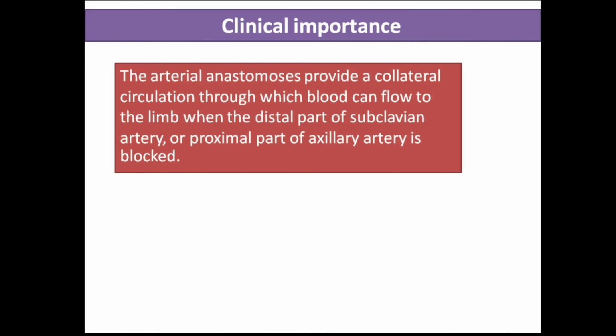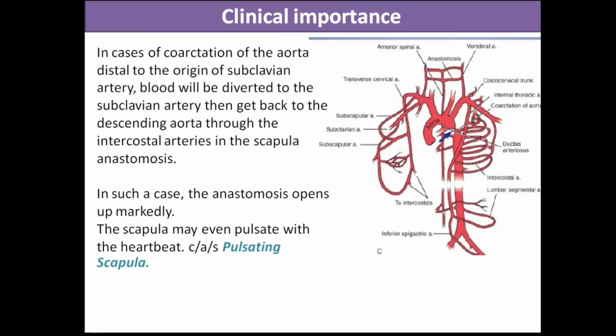Now let us see the clinical importance. The arterial anastomosis provides the collateral circulation through which blood can flow to the limb when the distal part of the subclavian artery is blocked. In case of the coarctation of the aorta, distal to the origin of the subclavian artery, blood will divert to the subclavian artery, then get back to the descending aorta through the intercostal arteries in scapular anastomosis.